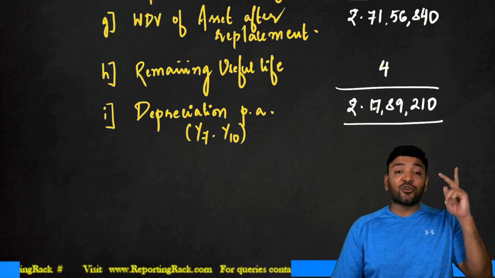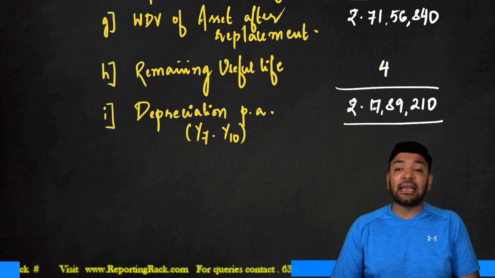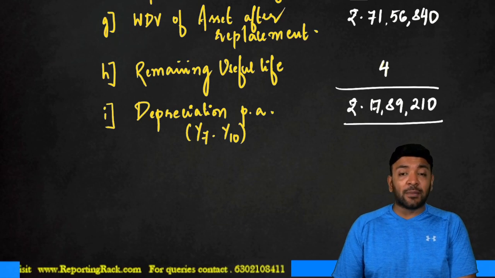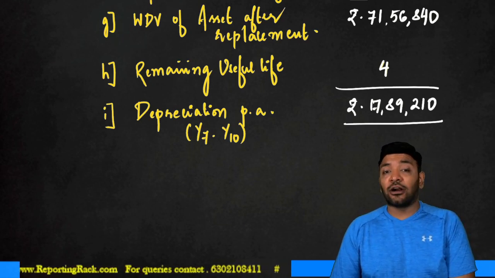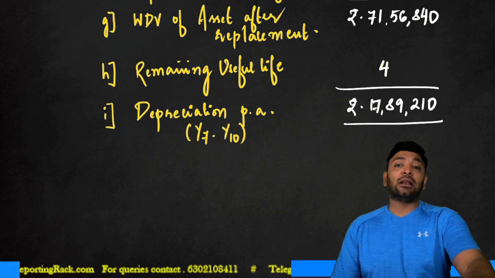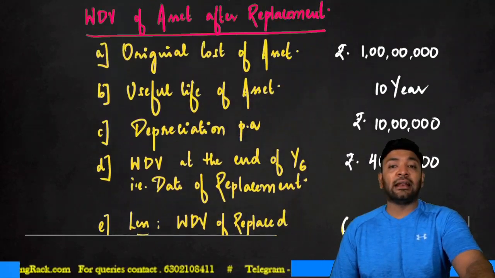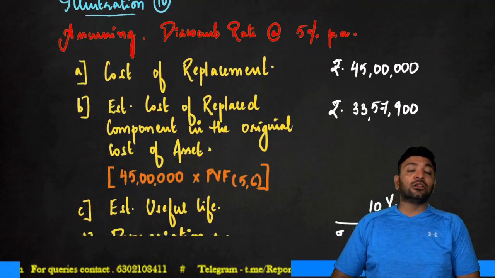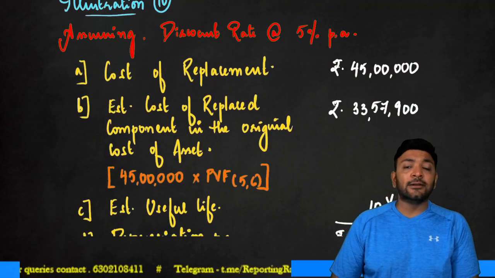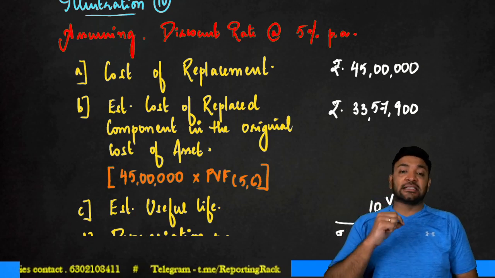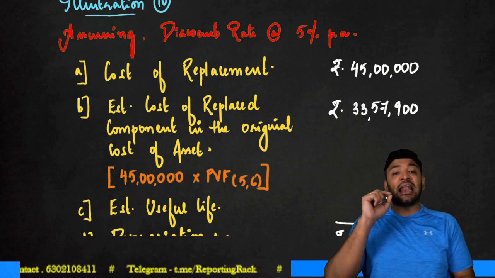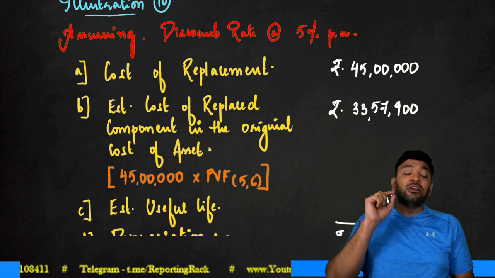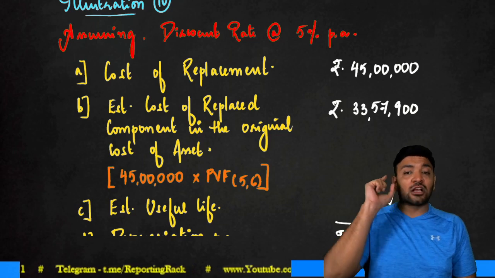So your 10 lakhs of original depreciation has increased to 17,89,210 because of the replacement of a turbine which had a cost of 45 lakhs. So we tried to calculate what is the original cost of the asset by applying discount factors. So look at what we have done. We started with saying that the cost of replacement is 45 lakhs. If at the end of year 6, if we are incurring 45 lakhs to replace the turbine, then what was the original cost of turbine which we would have actually included in the cost of the asset?